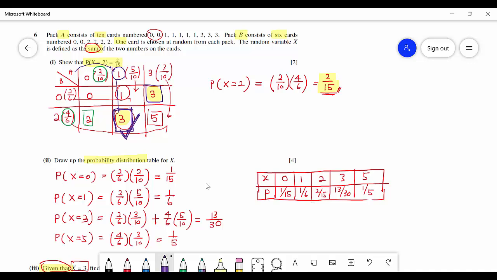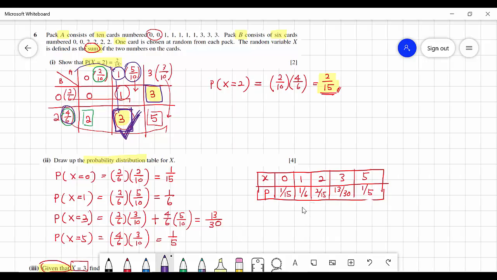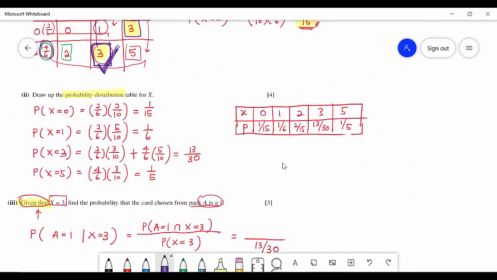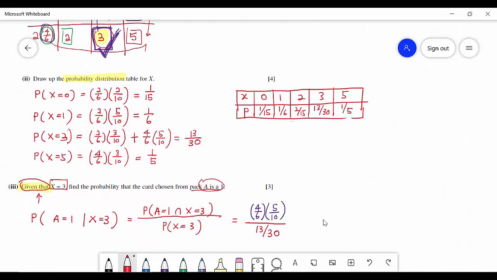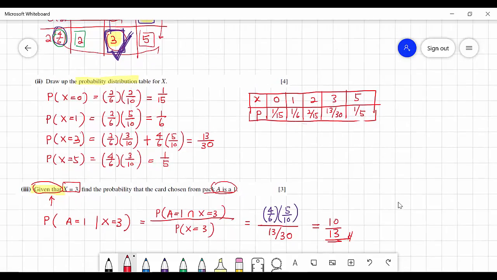So this is the case that you want to consider. To consider this case, what is the probability that A equals 1 and the total equals 3? It is 5 over 10 multiplied by 4 over 6. So in your calculation here, you can write 5 over 10 multiplied by 4 over 6. If you continue the calculation from here, you should be able to get the answer, which is 10 over 30. I will keep this in fraction form. So this is how we get question number 6.